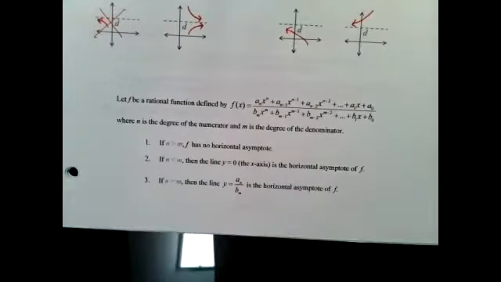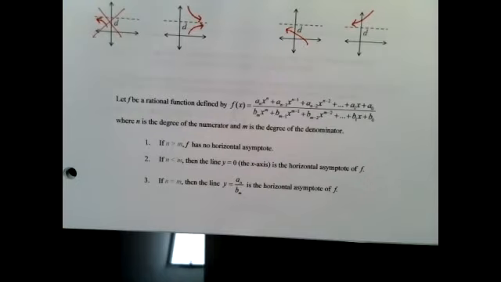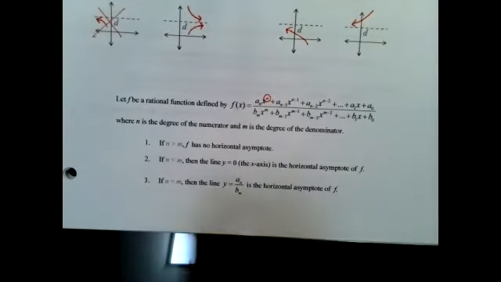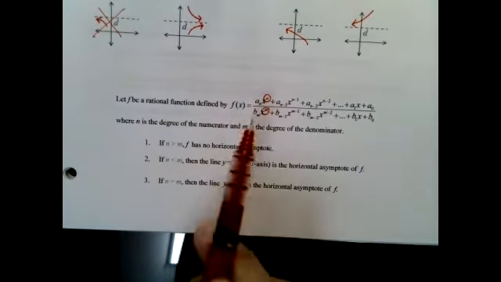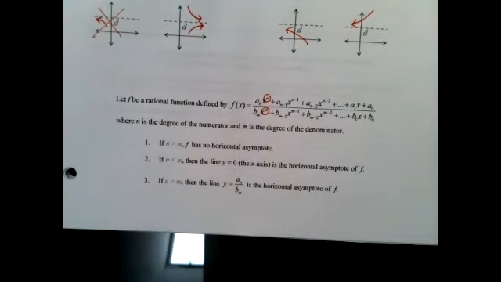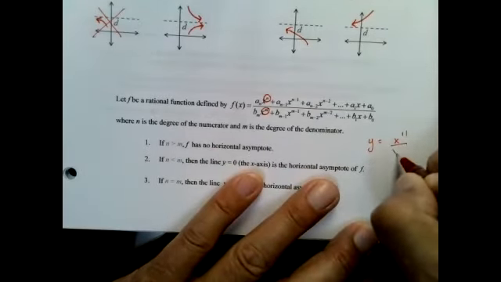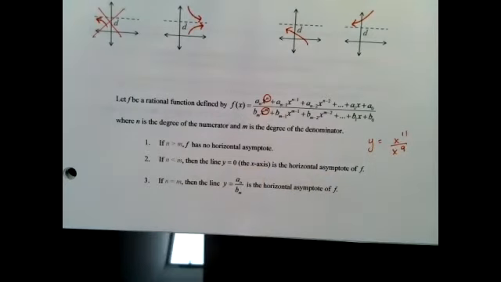All right, a whole lot of words and symbols, but this is how I figure out if I'm going to have any horizontal asymptotes. Up above here, I have an N, and I have an M. An N and an M. If N is greater than M, there's no horizontal asymptote. So if I have y equals x to the 11th over x to the 9th, according to this, there is no horizontal asymptote.